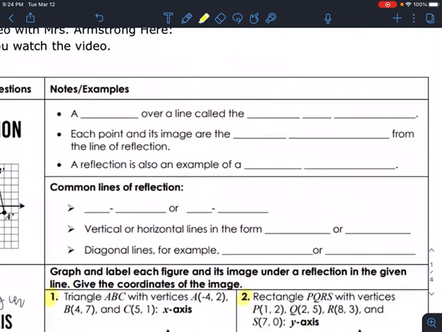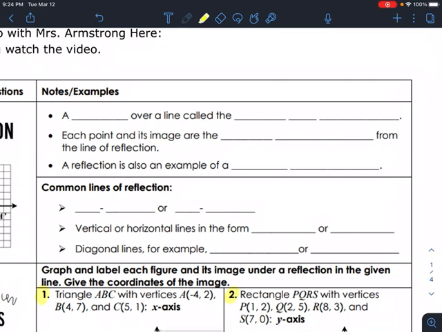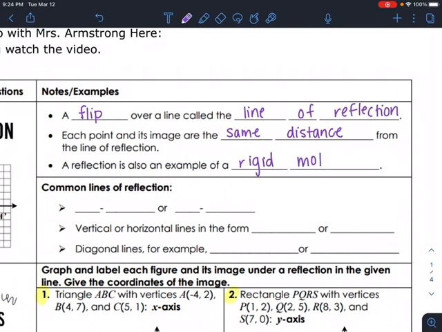So what is a reflection? A reflection is a flip over a line called the line of reflection. We'll talk more in just a moment about what the line of reflection is, but each point and its image are the same distance from that line of reflection. A reflection is also an example of a rigid motion.